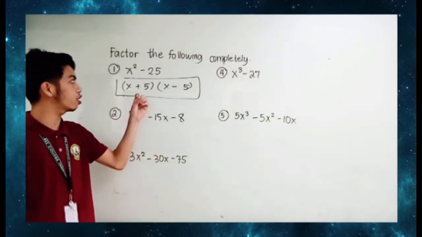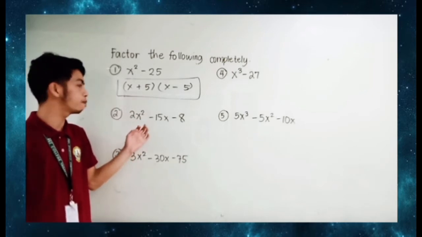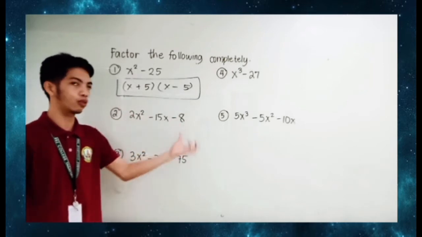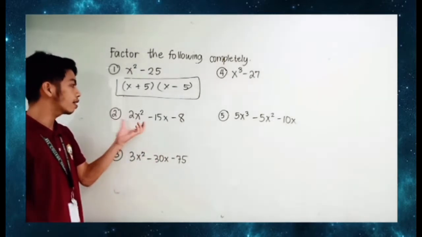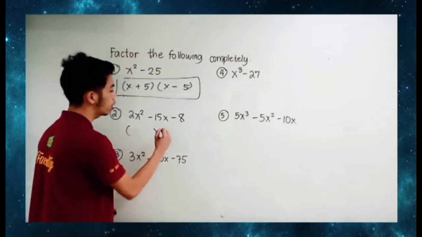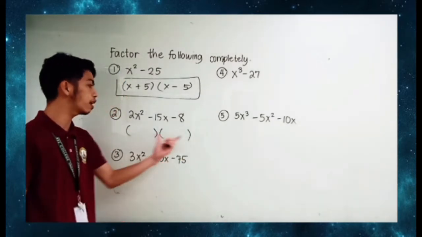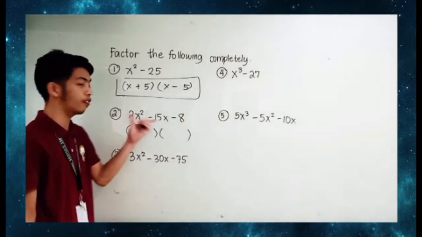Kakaiba siya kumpara dito sa first polynomial. Dito sa second polynomial, meron na tayong tatlong term. So, ang tawag sa kanya ay trinomial. So, kapag trinomial, ang gagawin mo lang ay ipa-factor mo siya like this. Gawa ka muna ng dalawang parentheses. Dalawang binomial siya, okay? Dalawang binomial. Paano nga ba mag-factor ito?